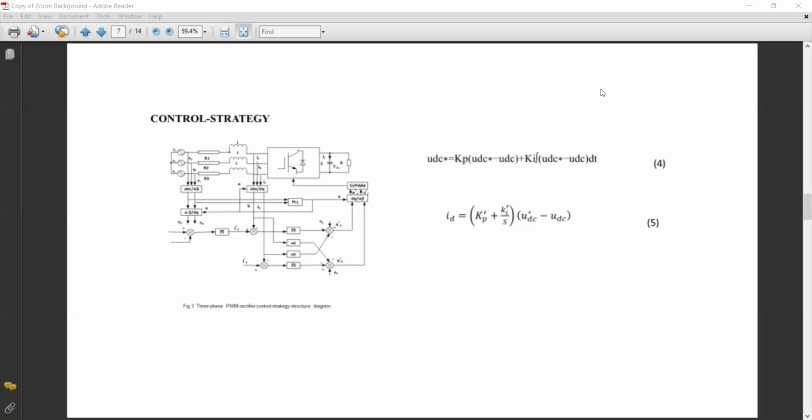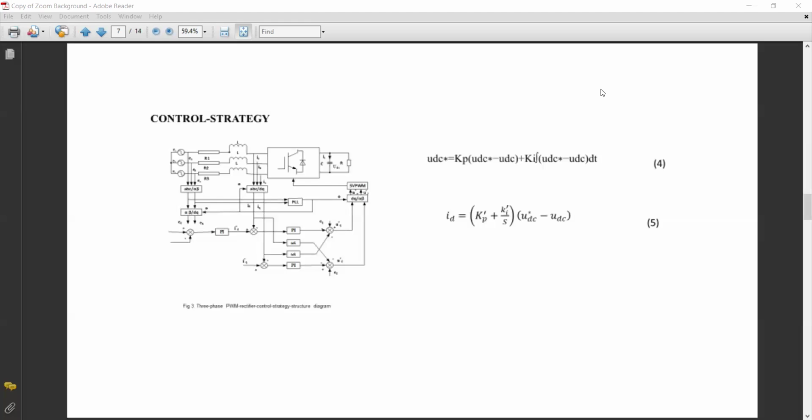The error signal is fed into the PI controller, which calculates the control signal ID to adjust the voltage on the DC side. The proportional term adjusts the output based on the current error, while the integral term helps eliminate any steady state error. The output of the PI controller ID is then used to regulate the current in the D axis of the system, allowing for adjustments to the voltage on the DC side.